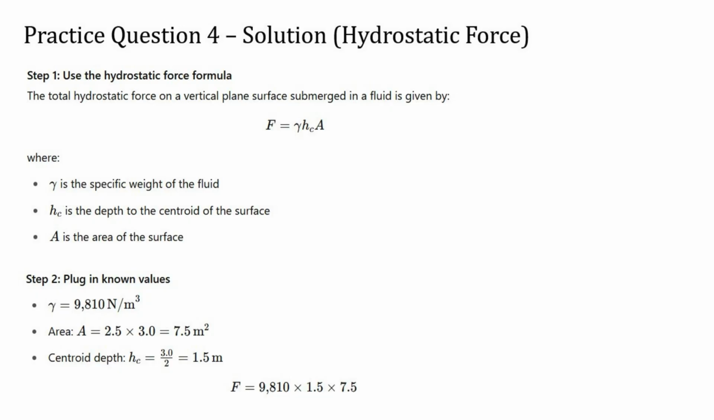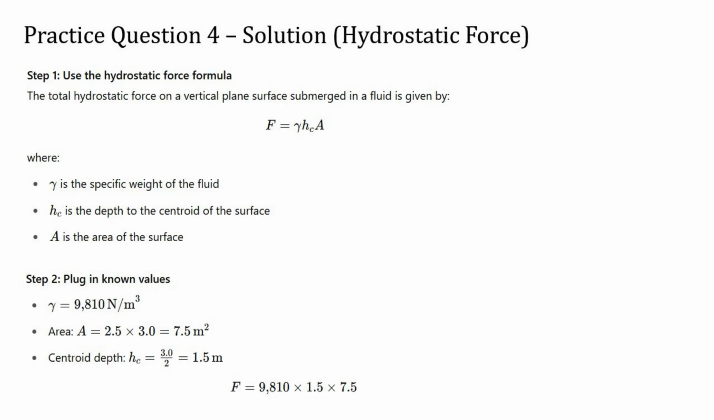Next, we plug in the known values. The gate has a width of 2.5 meters and a height of 3 meters, so the area is 7.5 square meters. Since the gate is vertical and the top edge is at the surface, the centroid will be located at half the height of the gate, or 1.5 meters below the water surface. The specific weight of water is given as 9,810 newtons per cubic meter.